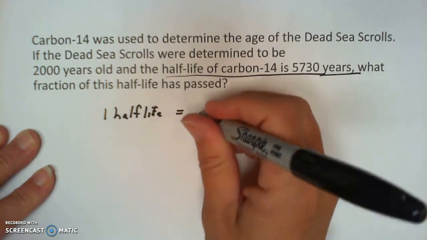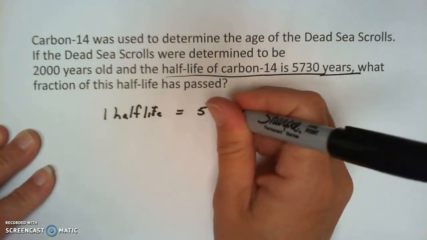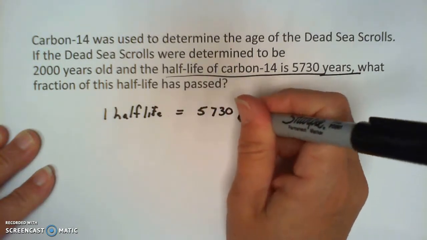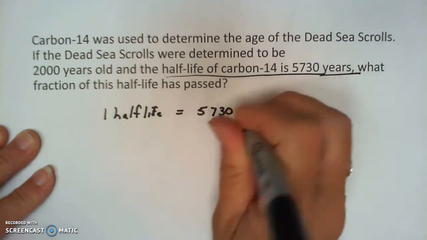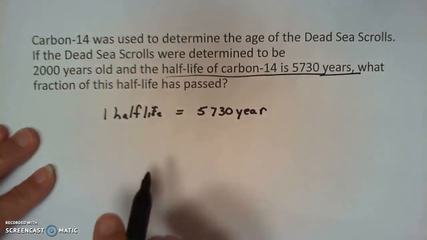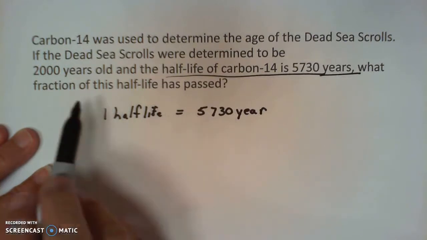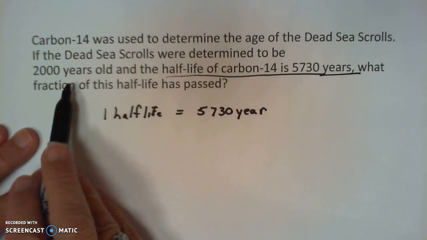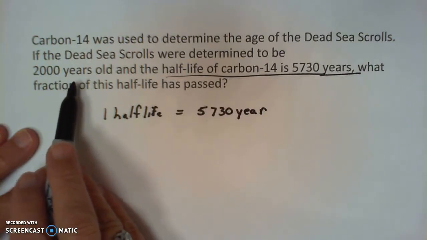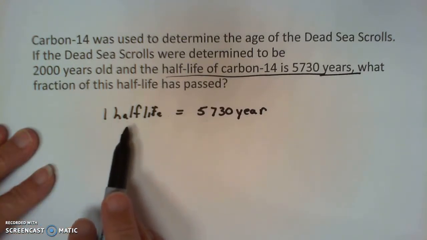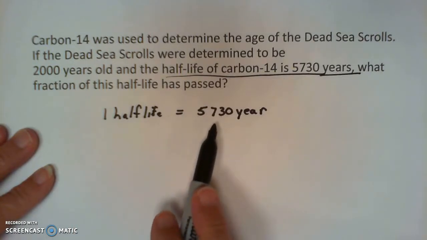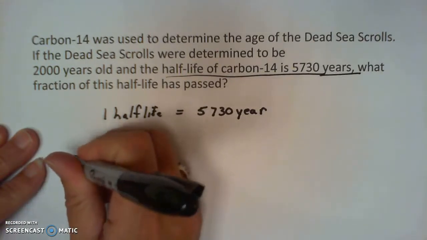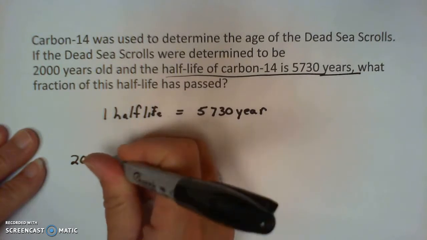is equal to 5,730 years. We would like to know how many half-lives 2,000 years is. So we're doing a conversion problem. We're converting years into half-lives, and we're going to use this equality to do it. So we're going to start with our 2,000 years.